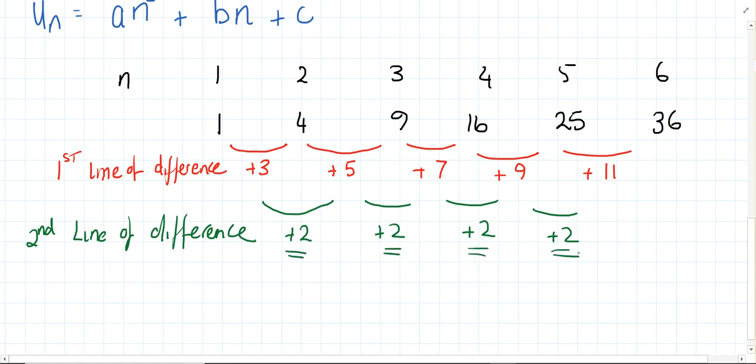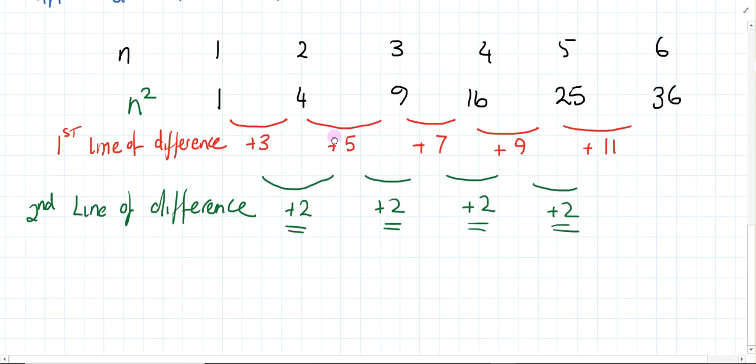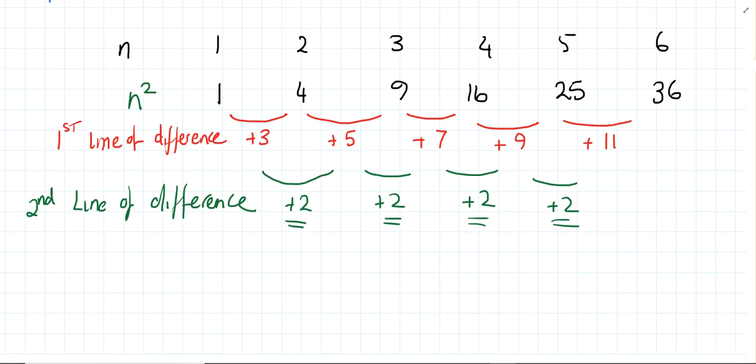Always plus 2. So that makes me think, well, if the second line of difference is plus 2, I'm going to have n squared. Right? Got that? Right, so I'm going to ask you to fill out a little table for me. So I want you to find the second line of difference. I abbreviate to second line of difference.